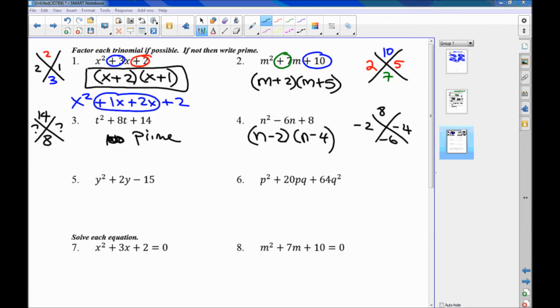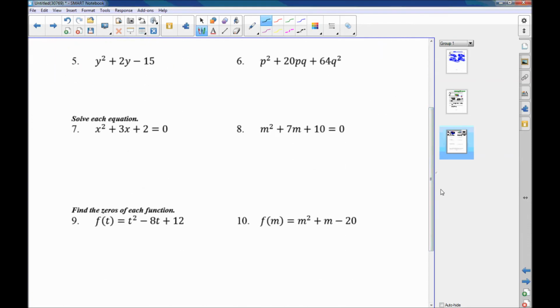Number 5, y squared plus 2y minus 15. So we want two numbers that multiply to negative 15 and add to 2, and that's going to be 5 and negative 3. If I want them to multiply to a negative number and add to a positive number, then I need one of them to be positive and one of them to be negative, and I need the bigger one to be positive.